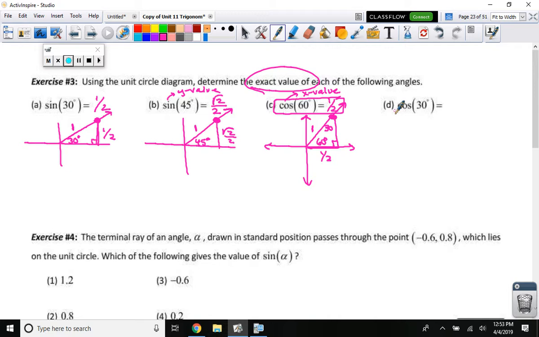I can use the same picture for this one. Well, no, actually, never mind. So cosine 30, reference angle is 30 degrees, put a dot for where my unit circle is, put a 1, figure out my coordinates. I'm looking for cosine, so I really want this x value, which is really opposite to 60, which would be radical 3 over 2. So the cos of 30 degrees is radical 3 over 2.